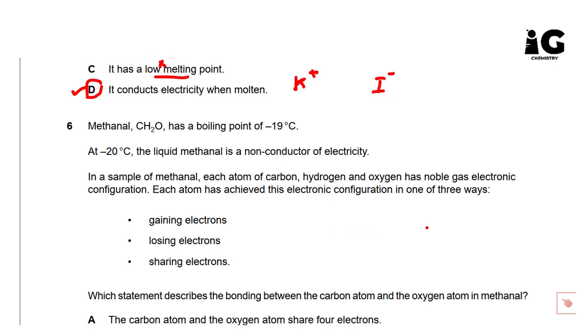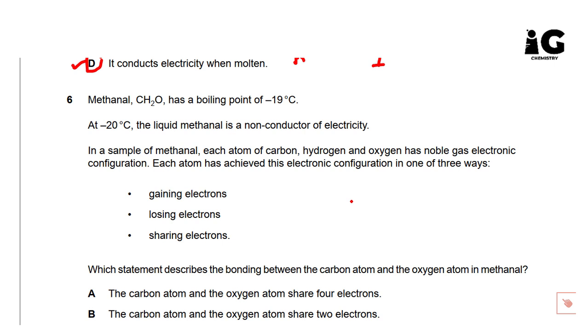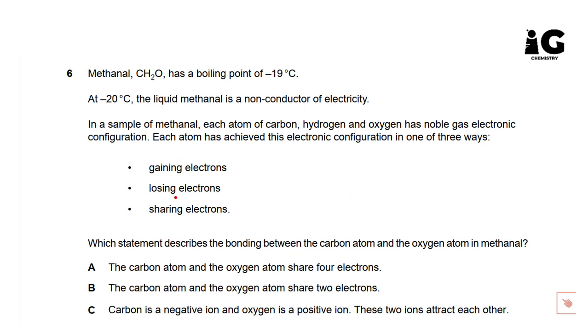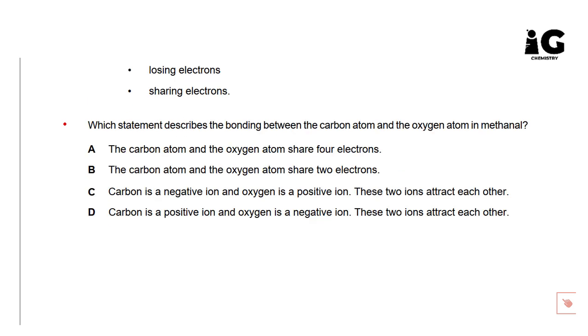Question 6, methanol CH2O has a boiling point of negative 19 degrees Celsius. At negative 20 degrees Celsius, the liquid methanol is a non-conductor of electricity. In a sample of methanol, each atom of carbon, hydrogen, and oxygen has a noble gas electronic configuration. Each atom has achieved this electronic configuration in one of 3 ways: gaining electrons, losing electrons, or sharing electrons.